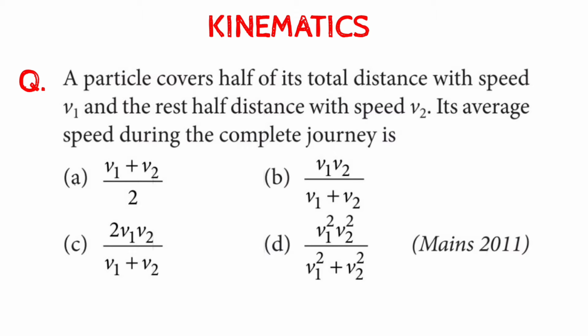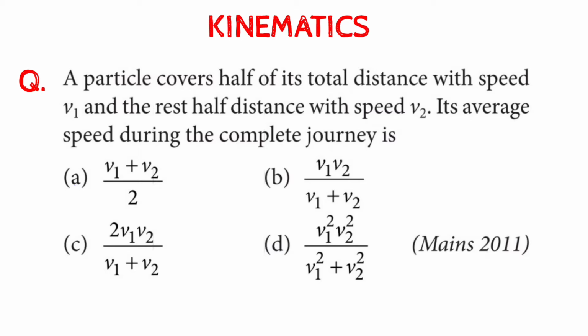The following is a kinematic problem from AIEEE 2011. A particle covers half of its total distance with speed v1 and the rest half distance with speed v2. Its average speed during the complete journey is. Options to this question are given on the screen.